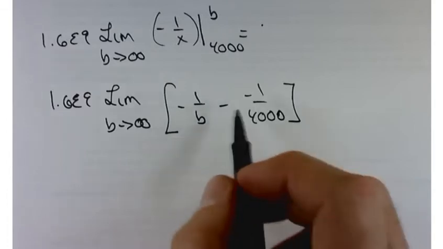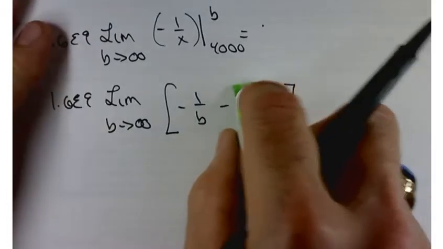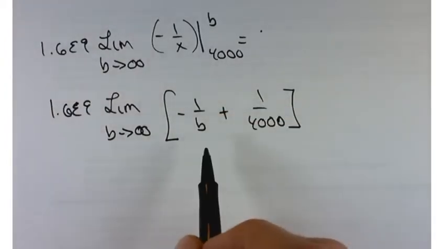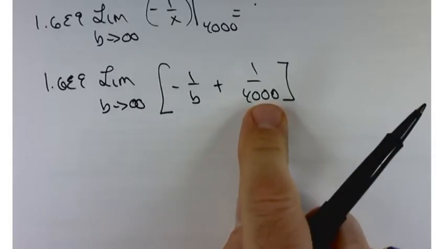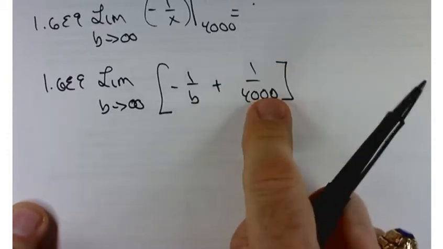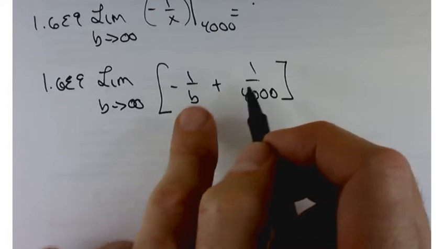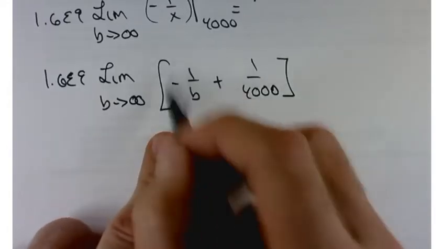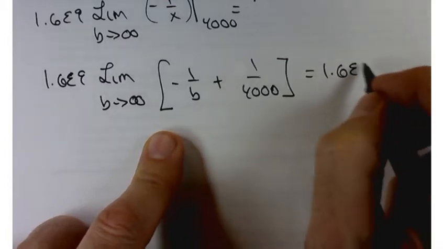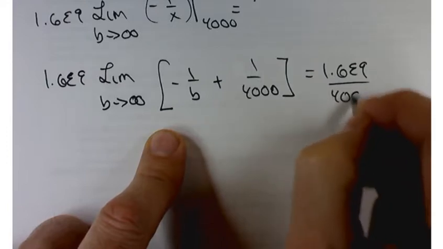Now the double negatives can cancel each other out. That's fine. So quick little fix on that one. Let's get rid of the double negatives. And now let's take the limit. Let's start with the easy part. And they're both really easy parts. The limit as b approaches infinity of 1 over 4,000 is just 1 over 4,000. This doesn't depend on b. But what happens here? As b approaches infinity, what happens to this limit? Good. So I get 1.6 billion over 4,000.